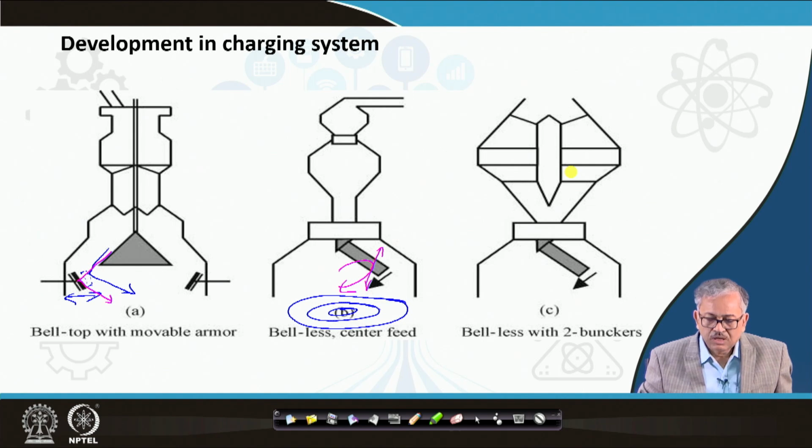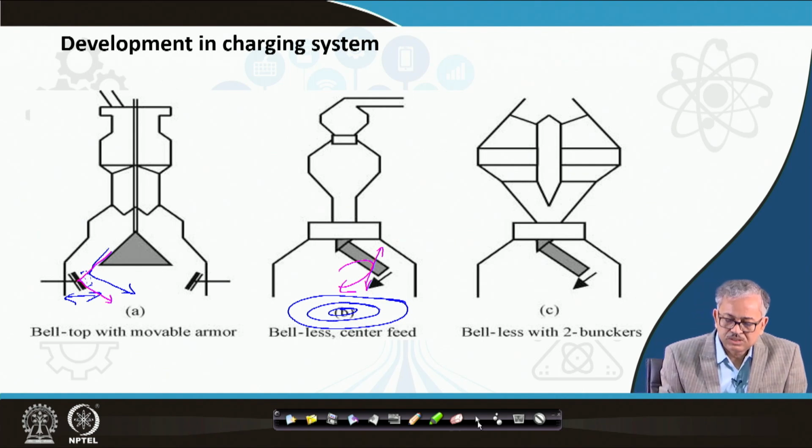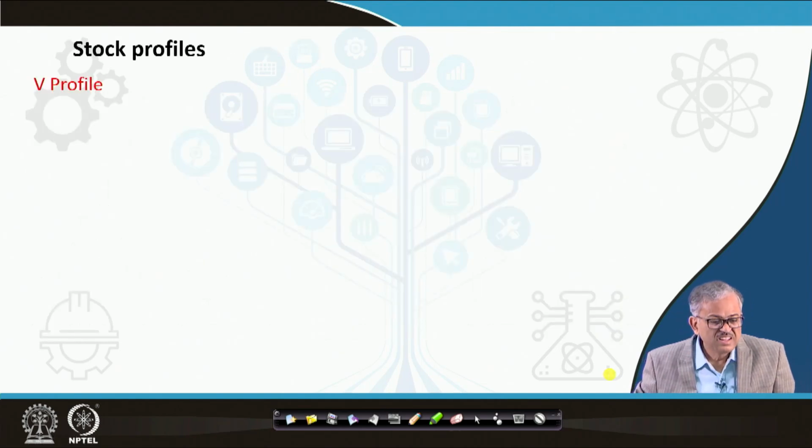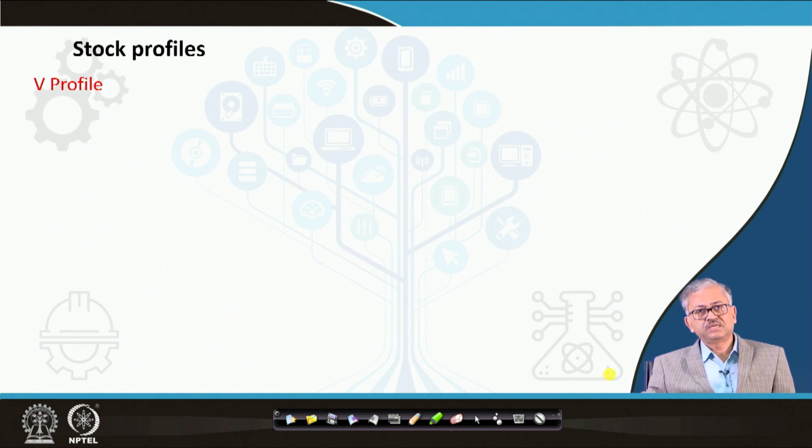Okay. So now we have talked about this bell-less charging. Now we go to the stock profile. What type of stock profile do we have? I said there are 2 kinds of stock profile. One is called the V profile, and this is called the M profile.